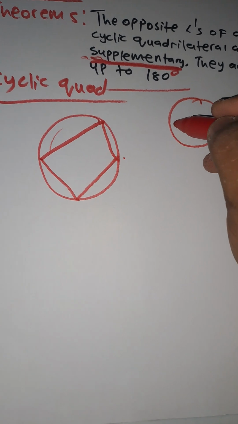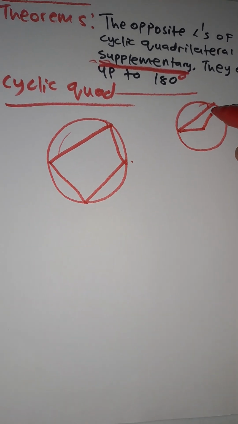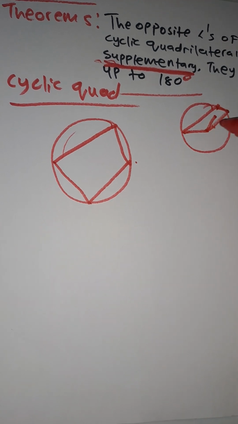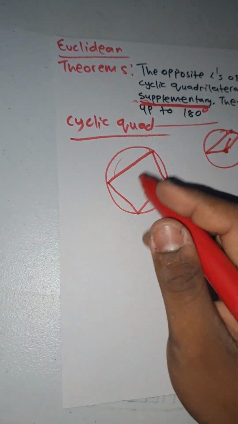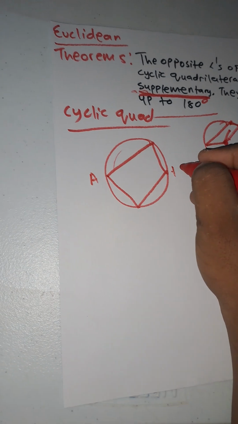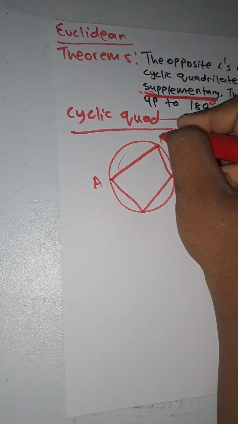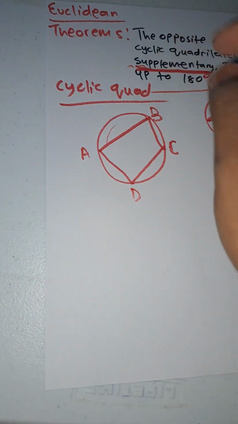But if you have something like this and then maybe like this, whatever, this is not a cyclic quad, you see, so you have to know it. So let's label our thing. I can have my A there, my C, and then my B, and then my D. Okay, A, B, C, D.